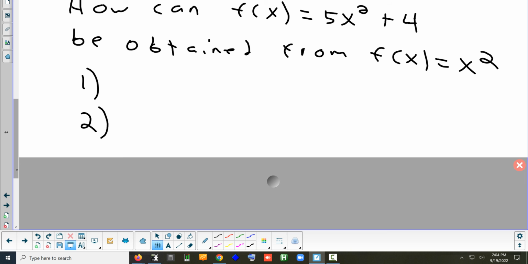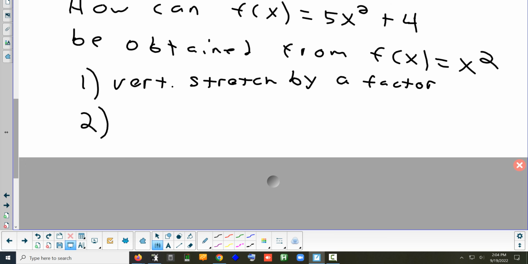How about Curtis? What's the 5 going to do here? Vertical stretch. Yep. Tell me a little more. 5 factors. Exactly. So he told me what it was and how much it was. Vertical stretch by a factor of 5. All right, so we dealt with that. Now we've got the plus 4.